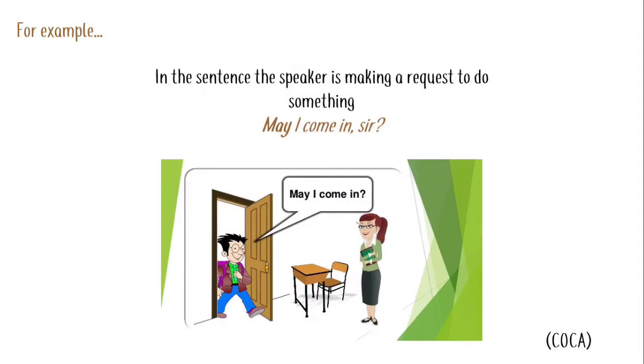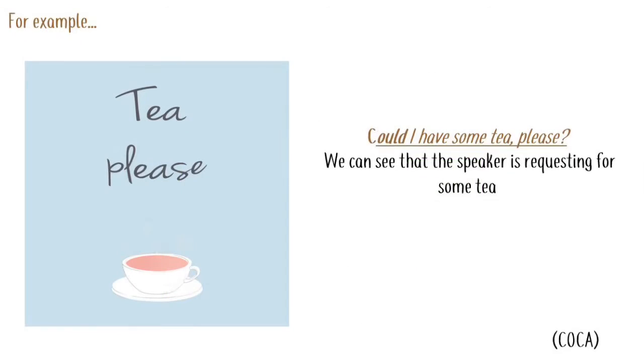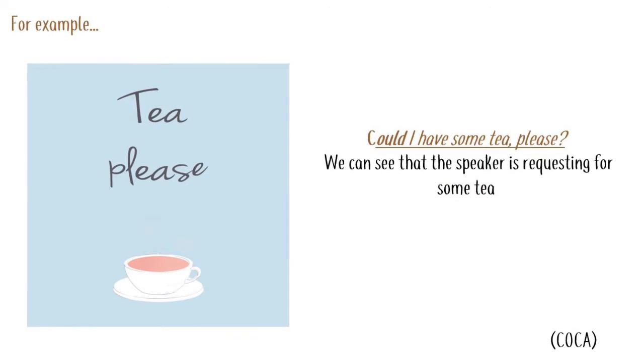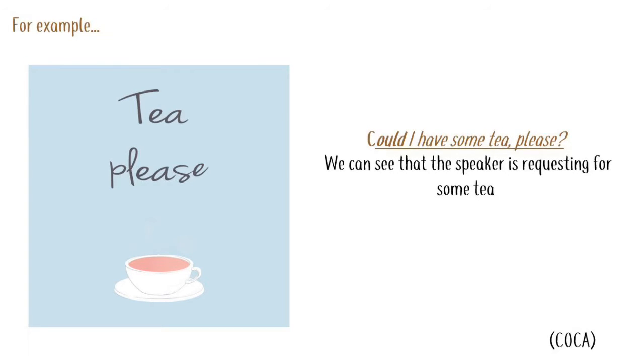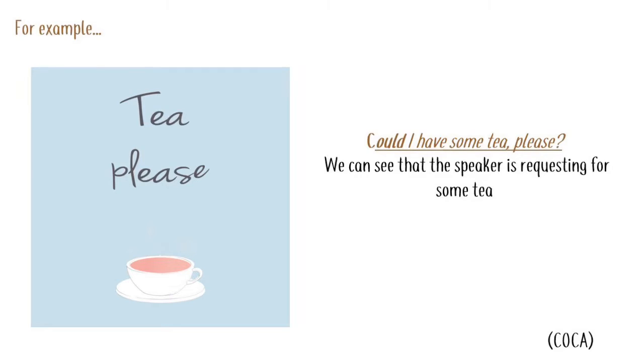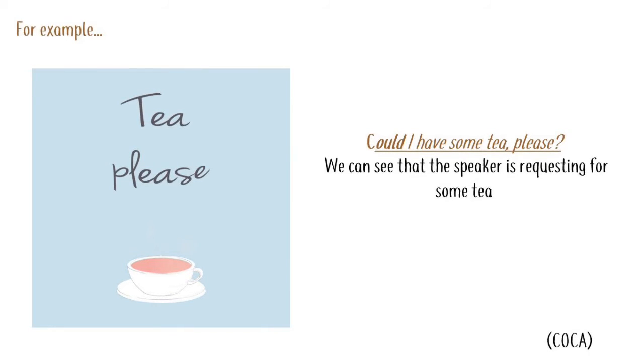The next modal verb is may. This verb is used to express permission as in the following sentence: May I come in, sir? In this sentence, the speaker is making a request to do something. Another modal verb is could. This is used to express a possibility or a request as in the next example: Could I have some tea, please? We can see that the speaker is requesting some tea.